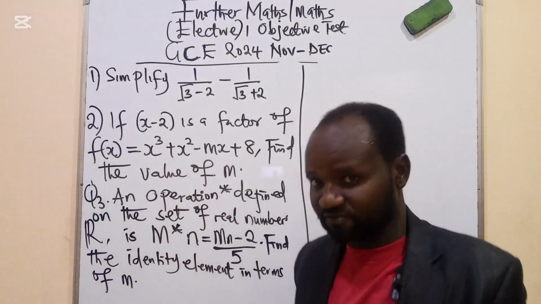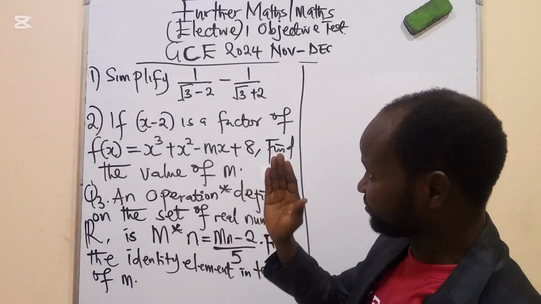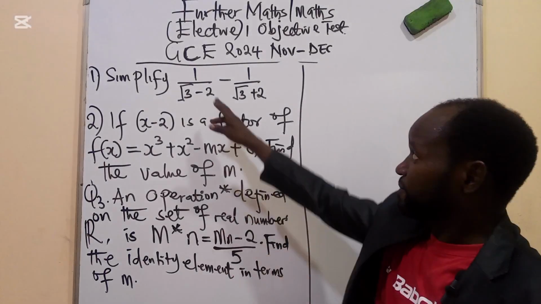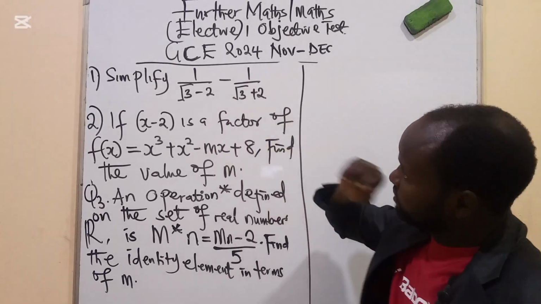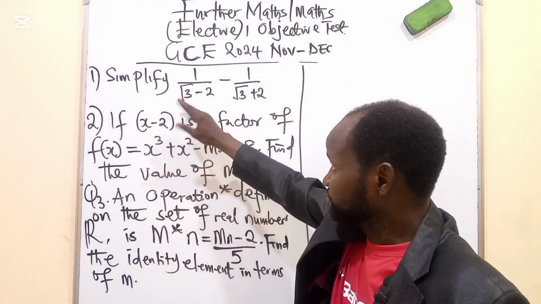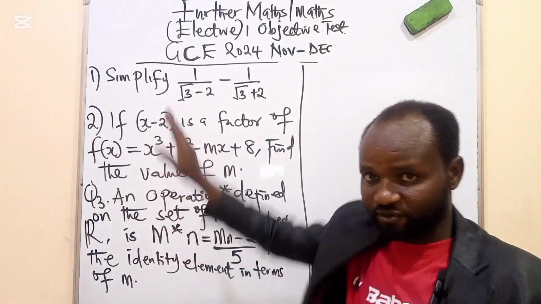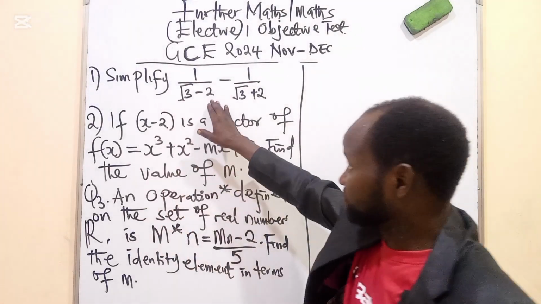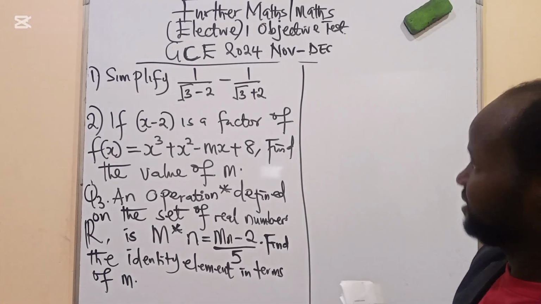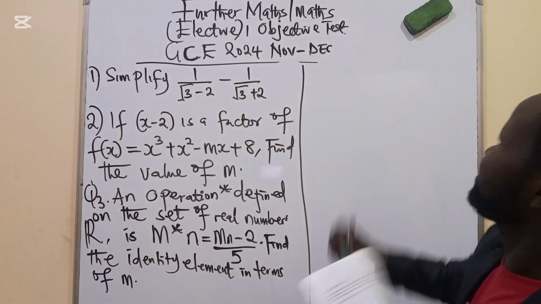These are objective questions. Question 1 reads, simplify 1 divided by root 3 minus 2 minus 1 divided by root 3 plus 2. First thing to do is to identify which topic this question is from. This is from surds. Let's look at how we can handle it. Let's write down the solution.